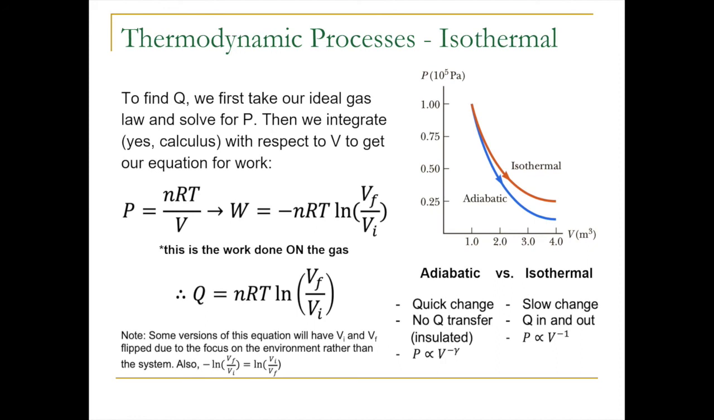Now, that negative is important because this is the work being done on the gas. Remember, we are allowing the gas to expand, which means the work being done on the gas has to be negative. Well, what that means is when we apply it to the first law, the amount of heat being added to the system has to be the positive amount of this quantity, and so we get our equation of Q is equal to nRT times the natural log of Vf over Vi.